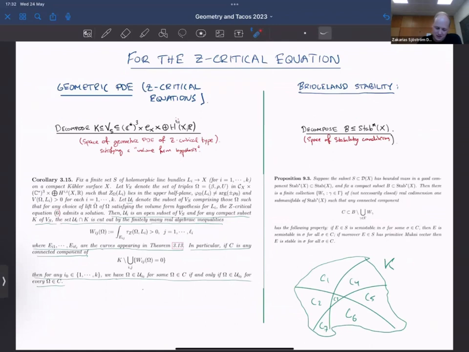So, as I said, this kind of result is really only complete when you look at the Z-critical equation. So let's go over that for a second. For the Z-critical equation, now let's compare this to Bridgeland stability. On the Bridgeland side, we decompose some compact set inside the space of stability conditions. And on the Z-critical side, we would decompose some compact set in this complicated looking set, which we should think of as the space of geometric PDEs of Z-critical type. So we vary the underlying equation. And conjecturally, solvability of these equations should be equivalent to some kind of stability condition.